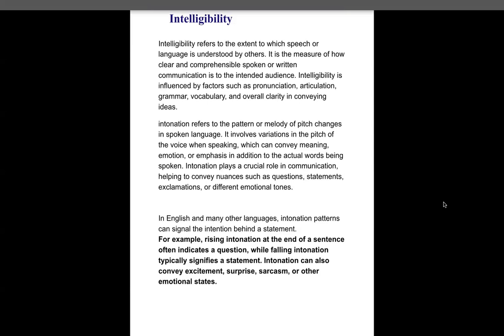So when you're speaking, like I said, always use your voice in a way that you're varying your tone, and to increase the clarity of your ideas. Yeah. So in English and many other languages, intonation patterns can signal the intention behind a statement. For example, rising intonation at the end of a sentence indicates a question. So these are things that you and I do almost day to day, in day-to-day life.